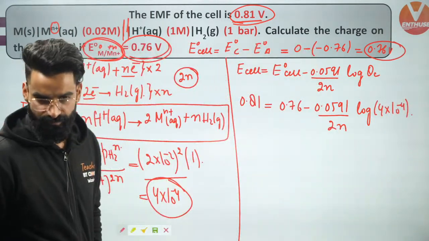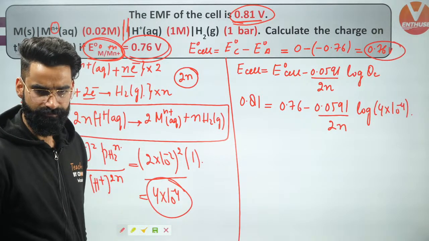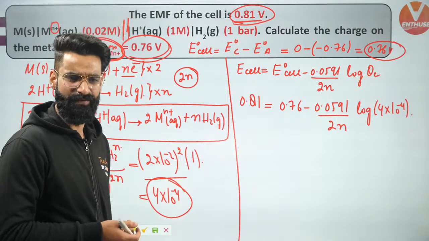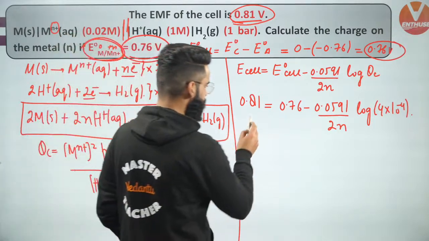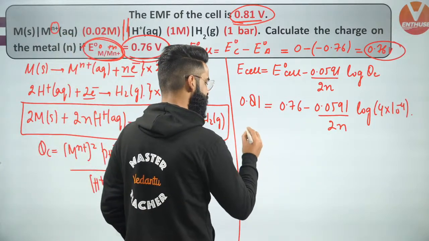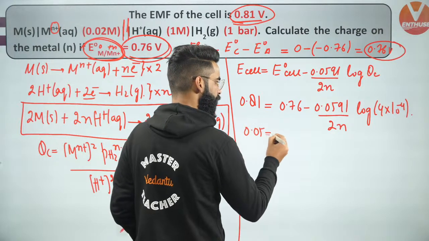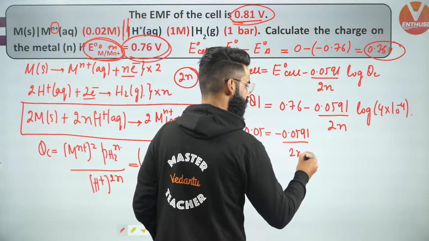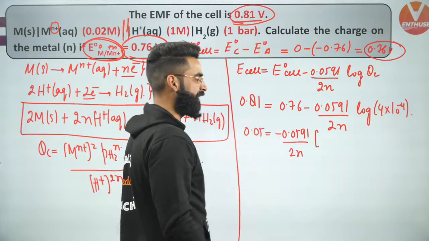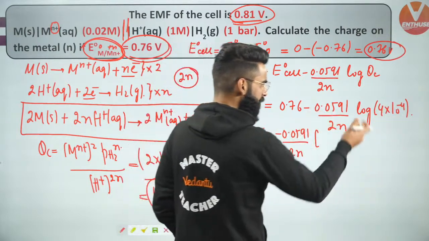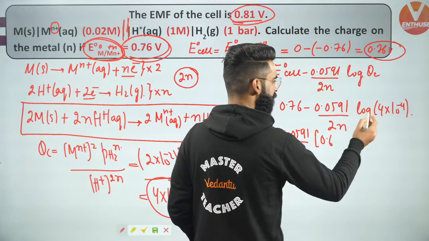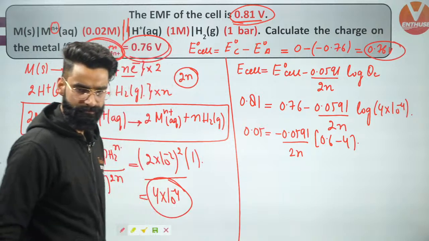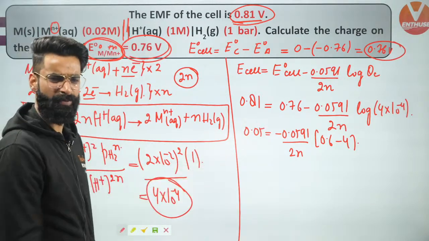Now it is just the calculation part left. We are done with the question actually. Let's do the calculation. 0.81 minus 0.76, that means 0.05, is equal to minus 0.0591 divided by 2n, log of m into n. It's going to be log of m plus log n. Log 4 is 0.6 and log of 10 power minus 4 is simply minus 4. Simple, by using the property of log.